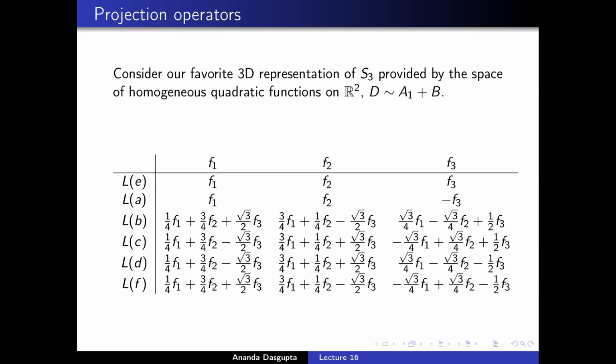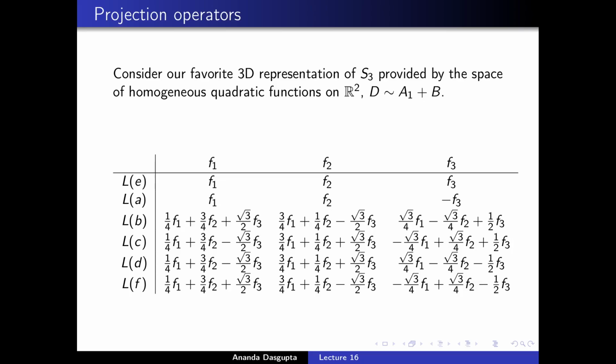Just to remind you, F1 is basically a function which maps a vector with components x, y into x square plus y square. F2 mapped the same vector into x square minus y square, and F3 mapped this vector into xy, the product.